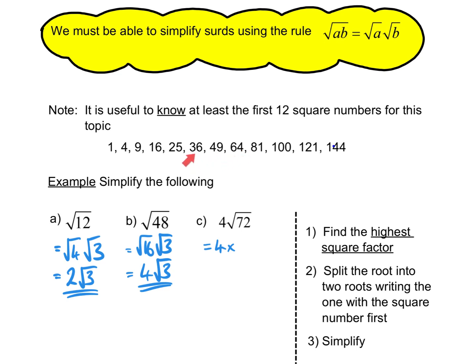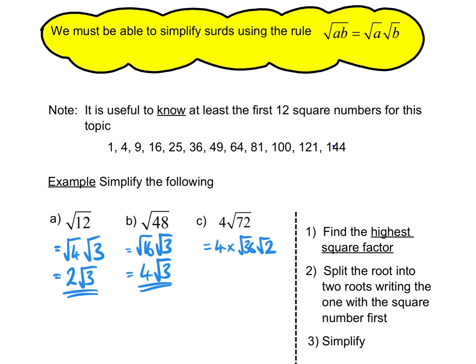And the answer here is yes. 36 times 2 is 72. So because that's 36 times 2, I'm going to write root 36 root 2. So root 36 root 2. And you'll notice again I'm putting the square number from that list at the front, the root 36, because I can change that into a whole number because it's the square root of a square number.